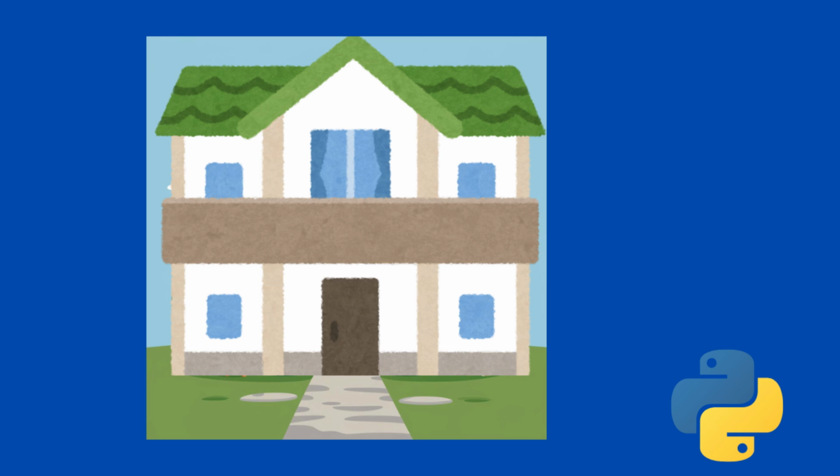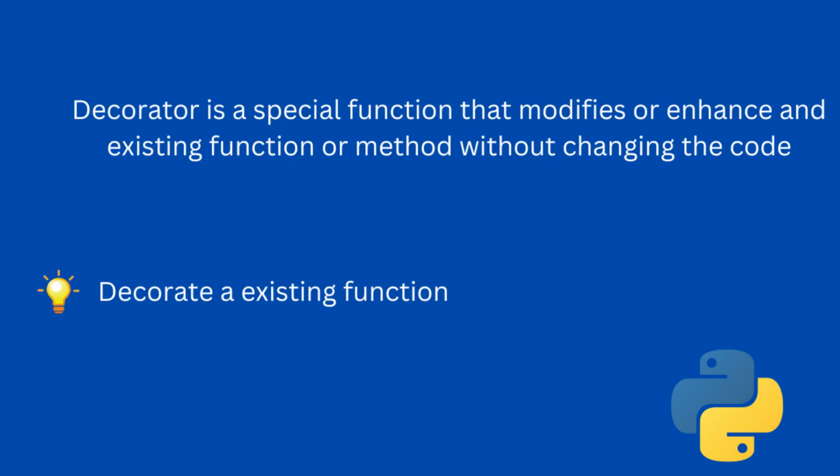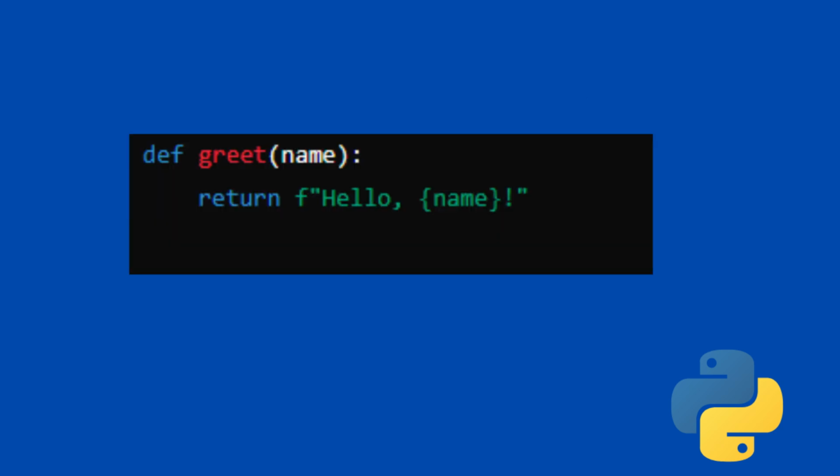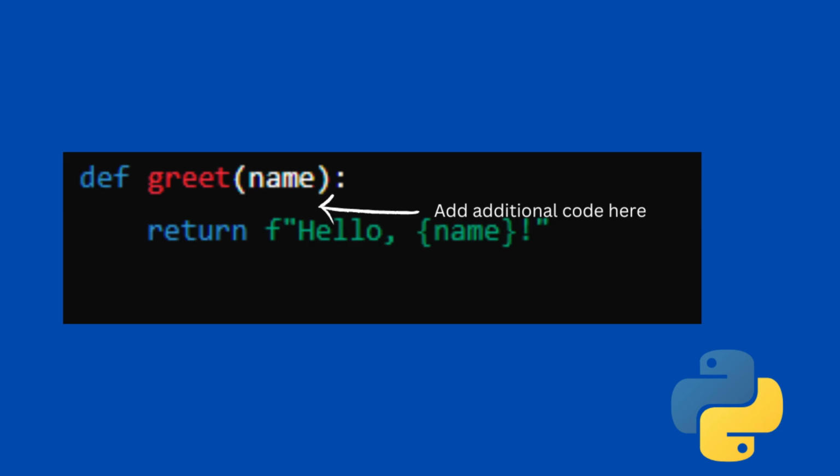Similar to this, we have a decorator in Python that adds functionality without changing the current function. So decorators allow you to decorate a function without changing the function. Let's imagine that you have a simple function that returns some value. Now you want to add some additional functionality to this function. So you need to add additional code to the existing function, right? What we basically do is add the extra code to this existing function and use it.